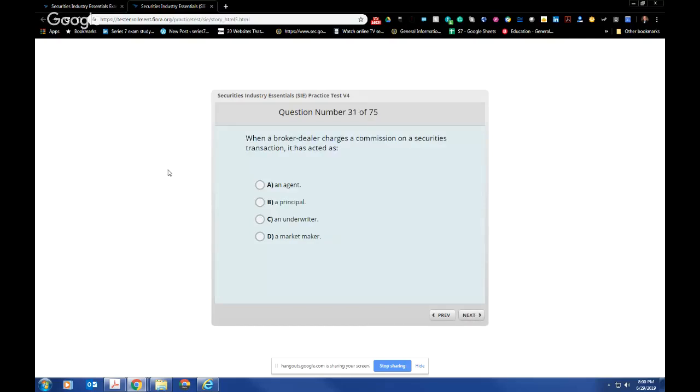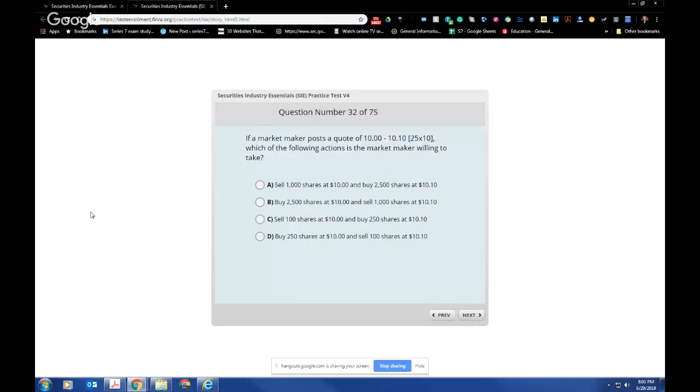When a broker-dealer charges a commission on a securities transaction, it is acting as, okay, remember ABC, agent broker commission, or PDM, principal dealer markup. So if I'm charging a commission, I am el agento. I brought out my inner Beto O'Rourke there.